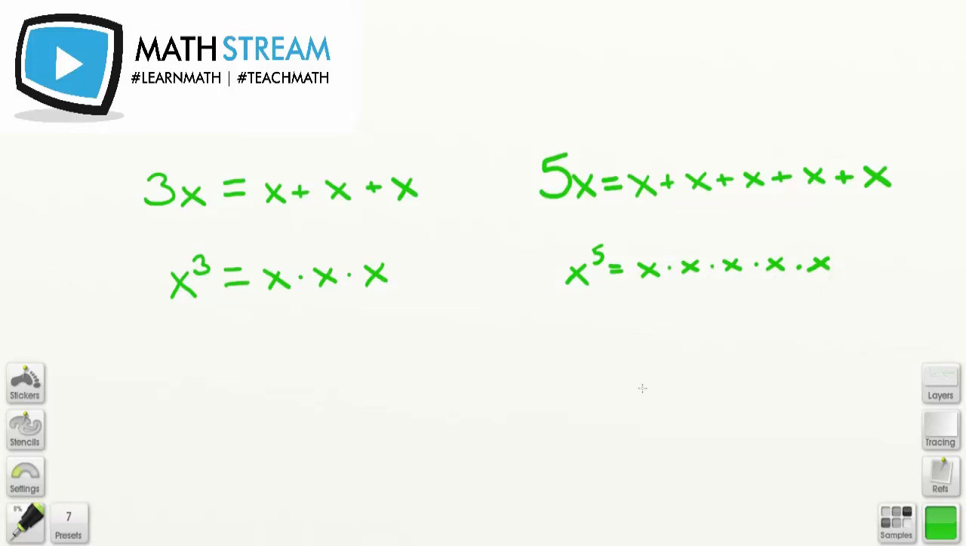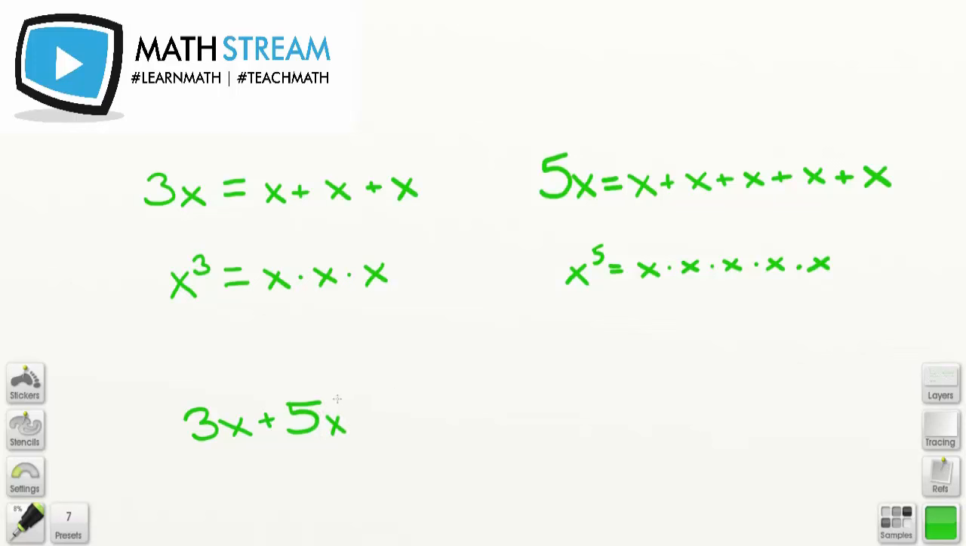Now, why is this important? I would say the reason that how we define things like 3x versus x cubed or 5x versus x to the 5th is so important is because it helps us understand how to combine like terms and how to avoid making mistakes in algebra. So, for instance, if I had an expression that looked like this, let's say 3x plus 5x.